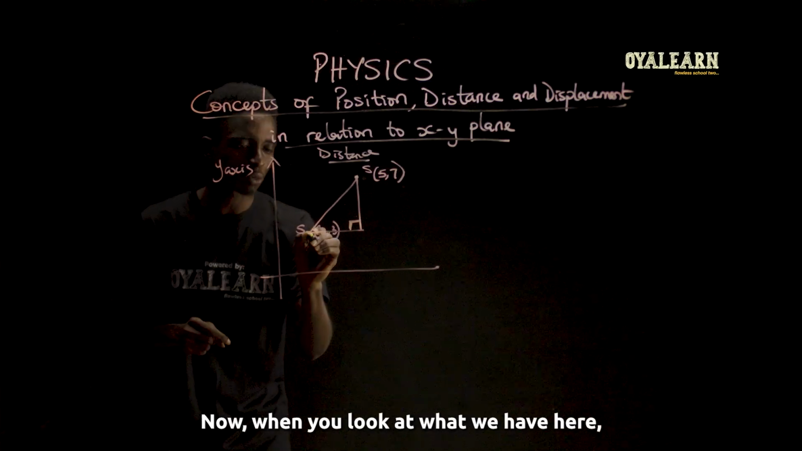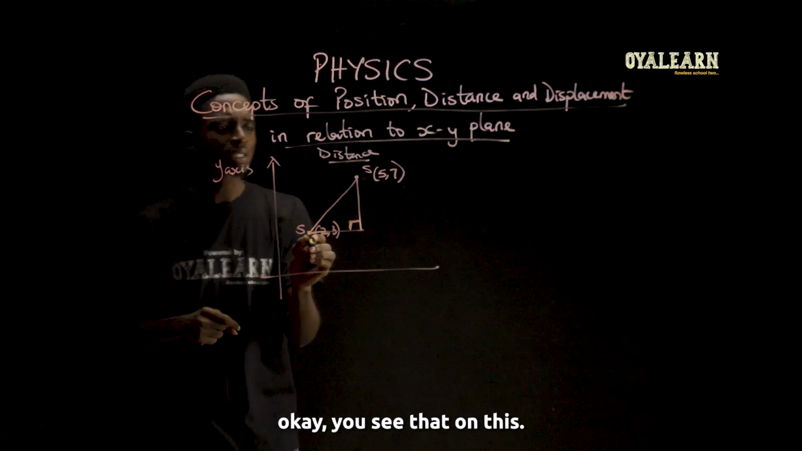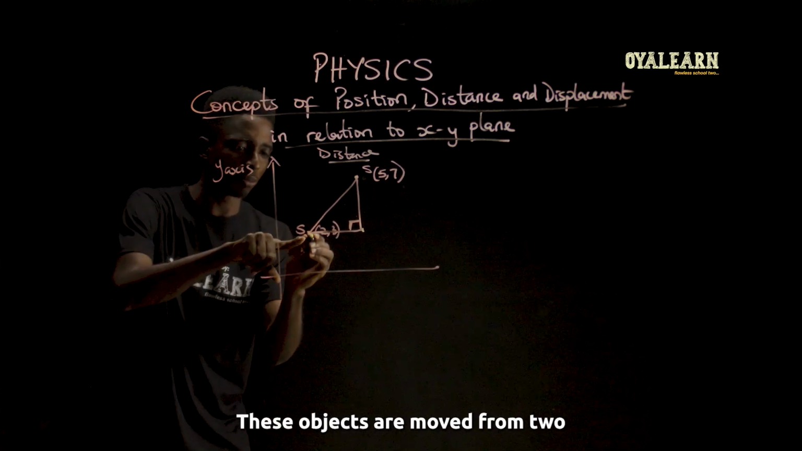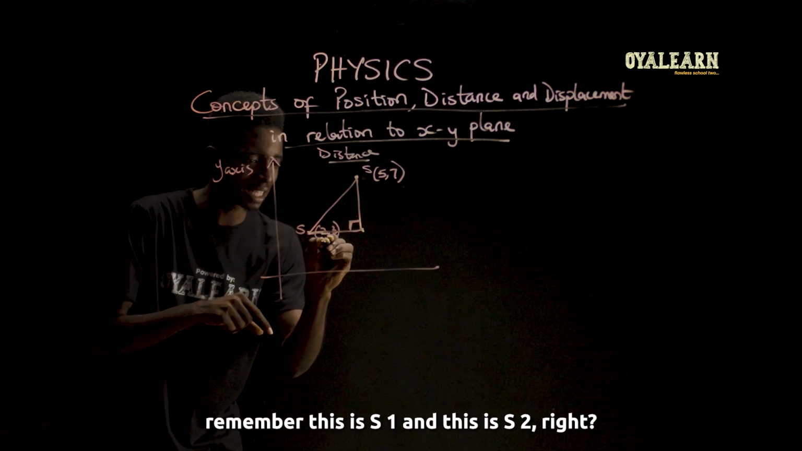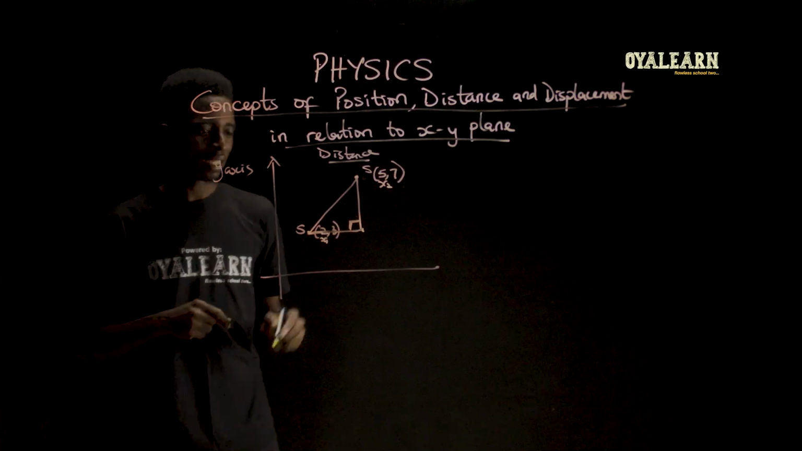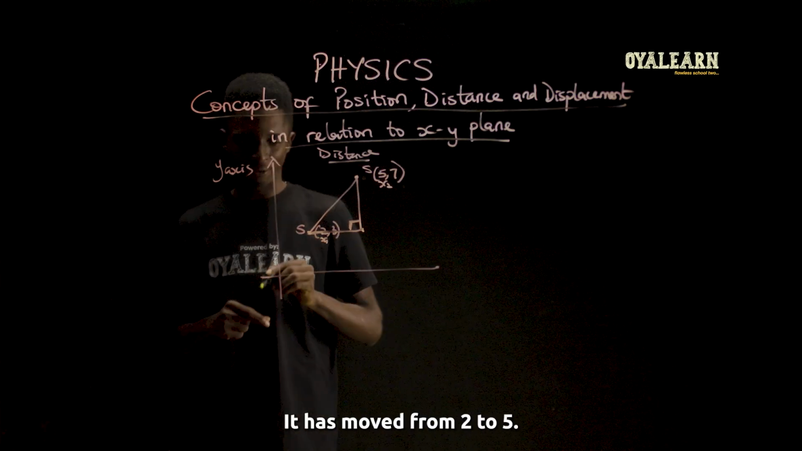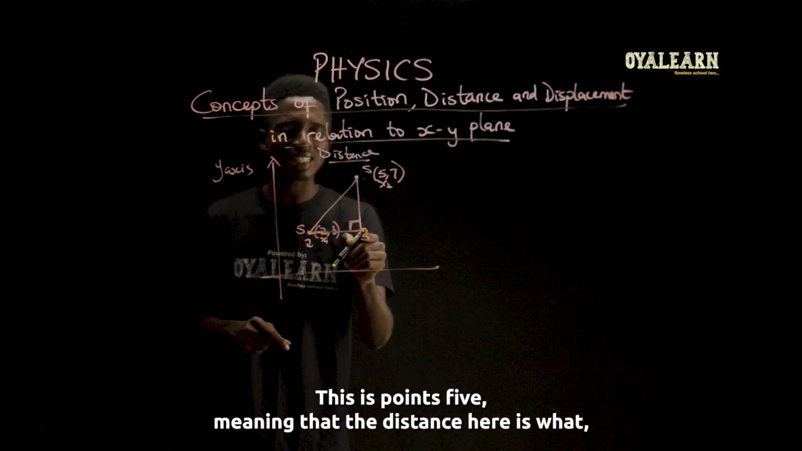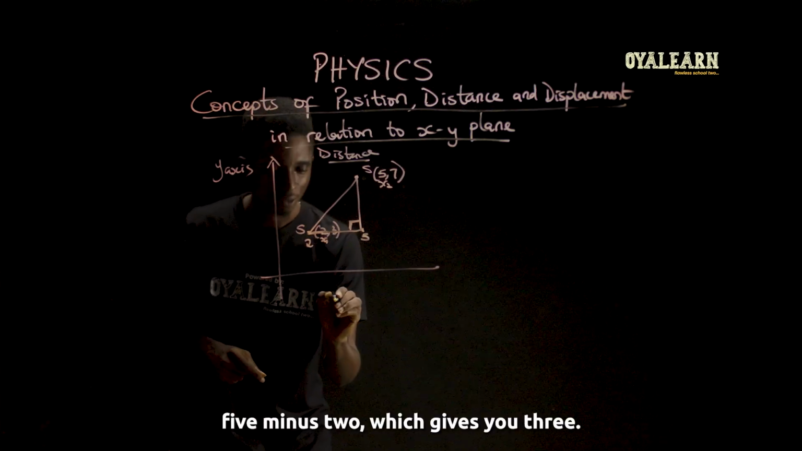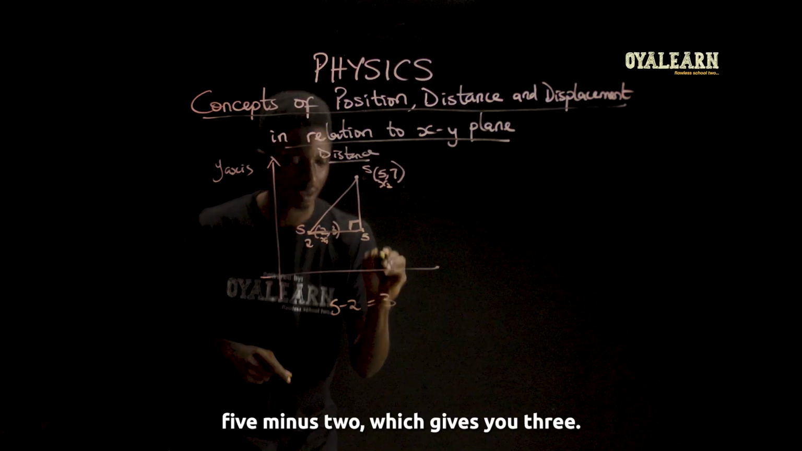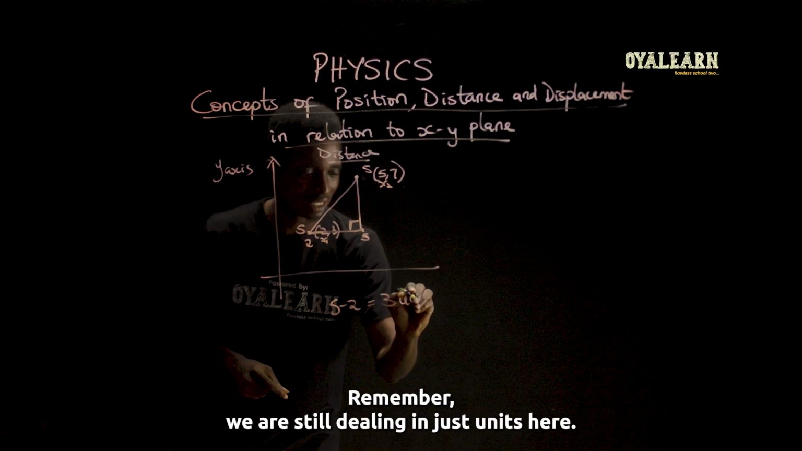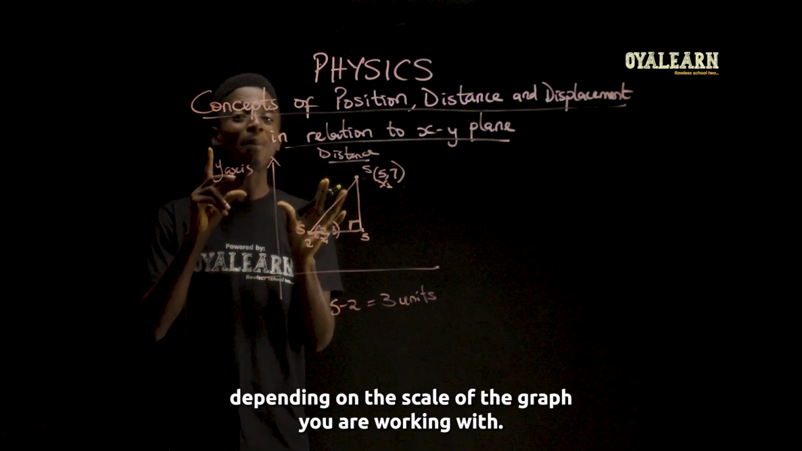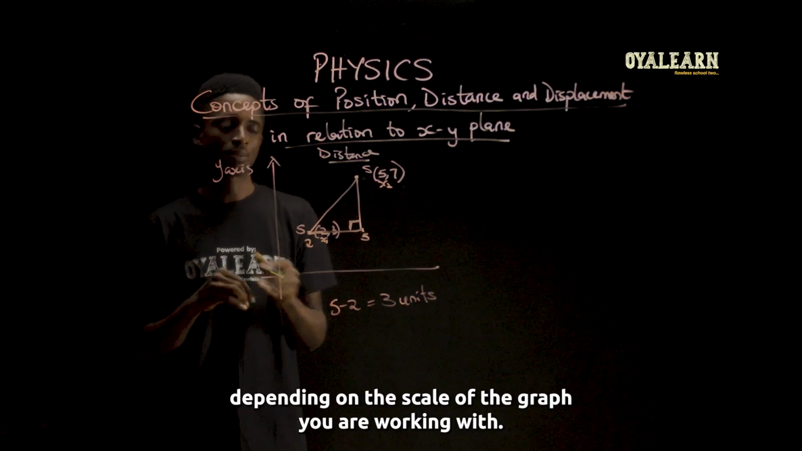Now, when you look at what we have here, okay, you see that on this X plane here, the object has moved from 2. Remember, this is X1 and this is X2, right? It has moved from 2 to 5. So this is 0.2, this is 0.5. Meaning that the distance here is what? 5 minus 2, which gives you 3. Remember, we are still dealing in just units here. It could be meters, it could be kilometers, it could be anything depending on the scale of the graph you are working with. Okay?